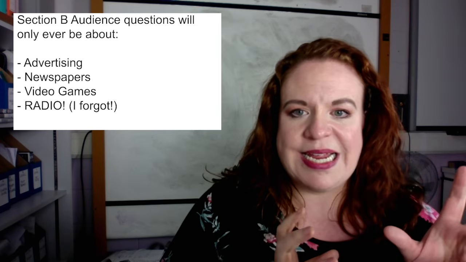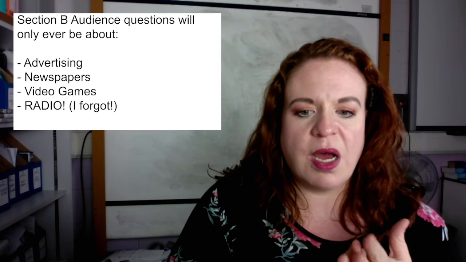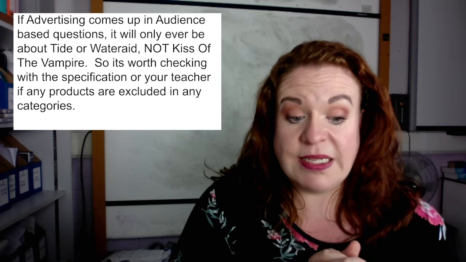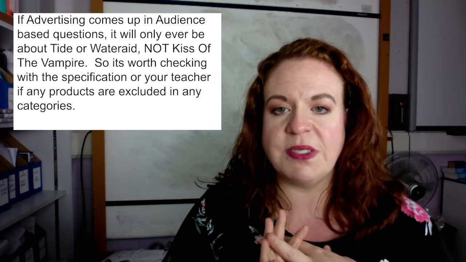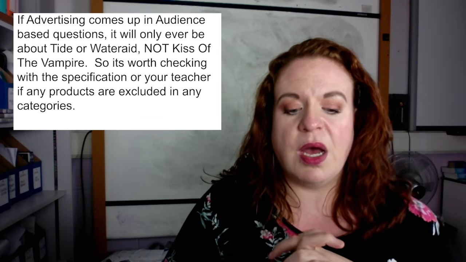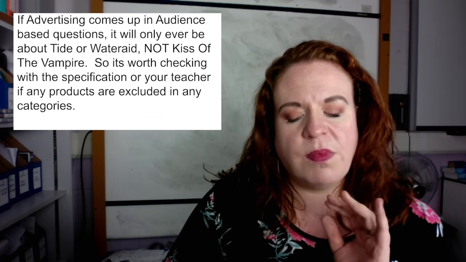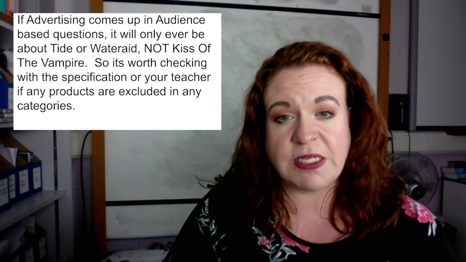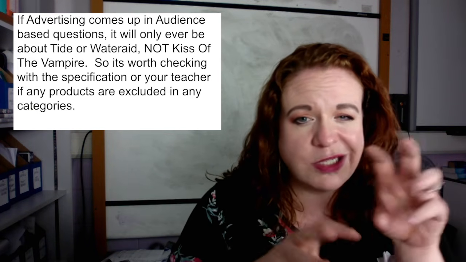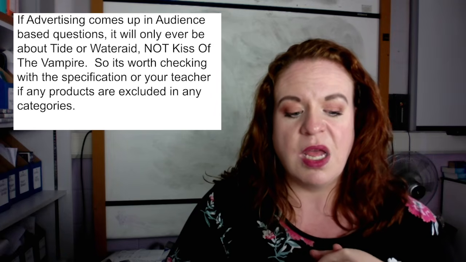And in audiences, they won't necessarily come up, for example if advertising comes up, it's only going to be Tide or WaterAid. Kiss of the Vampire will not come up as an audiences question. So it's worth having a look at the specification or asking your teacher to provide you with a specification to work out what texts could come up in these different sections.